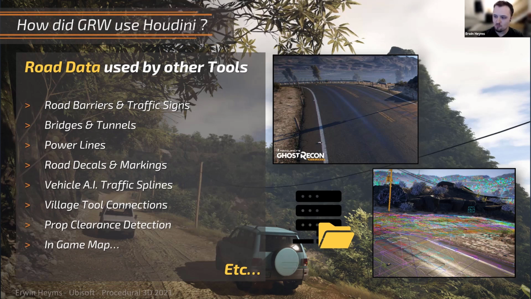So next to that, we had our road networks. So the road network curves were sent to the NOS, the server, and from this we could then run other tools because they could load that data. So we had our road decals, for example, roadside propsing, vehicle AI, splines for the vehicles would be in there. Bridges would know where they could snap to the road, so they were correctly positioned. And we could even use it to generate our in-game map in the end. So lots of that.